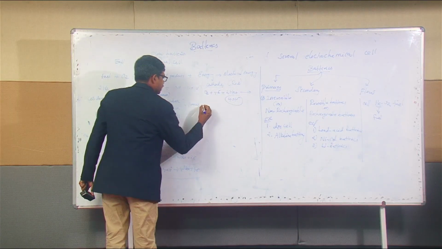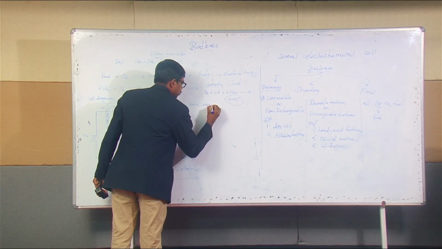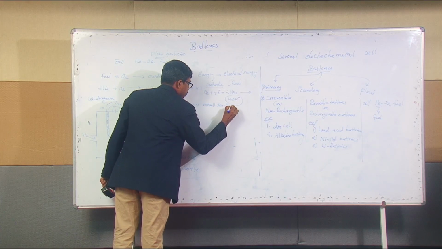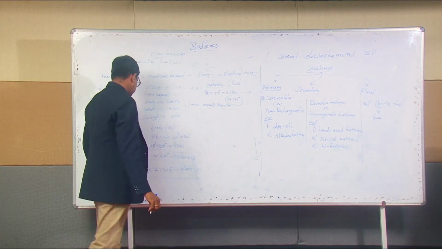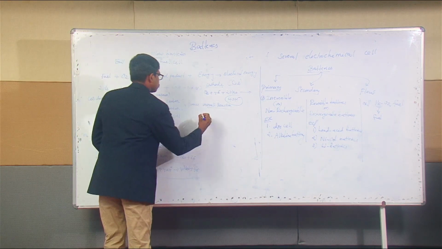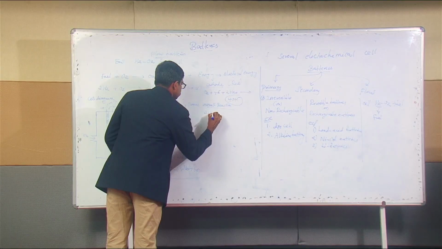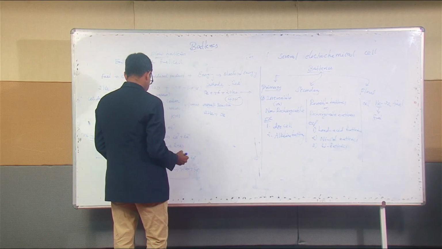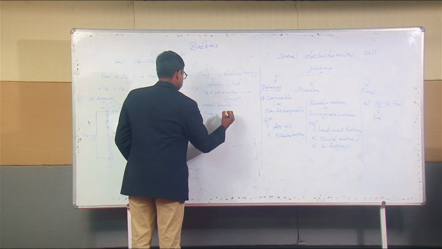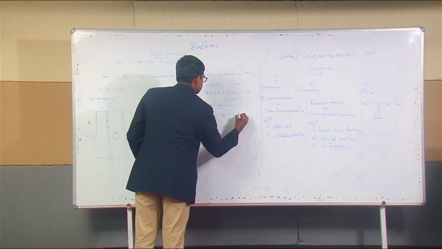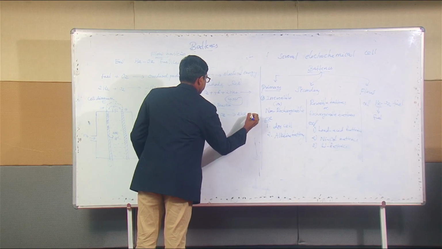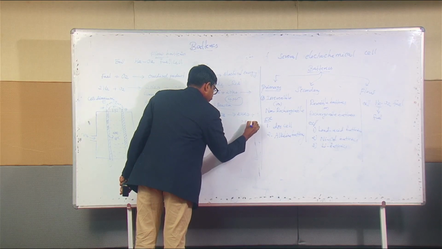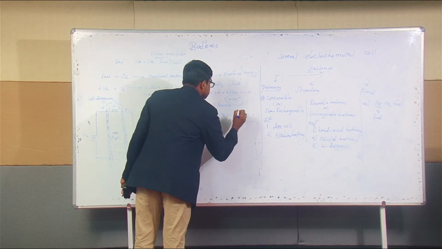So you can write the overall cell reaction for the flow battery: 2H2 plus O2 gives 2H2O, with an EMF of 0.8 to 1.0 volts.